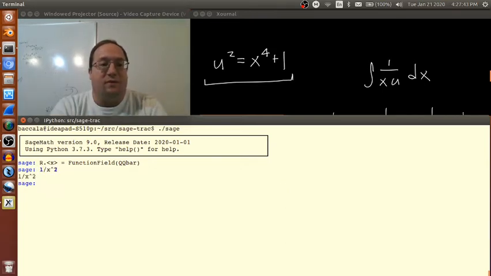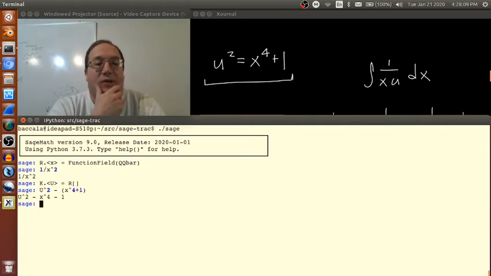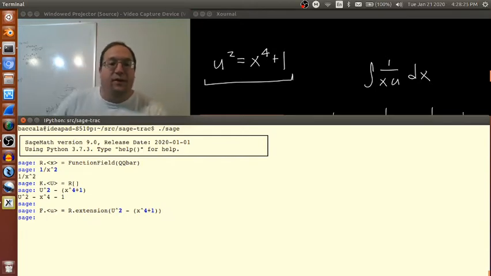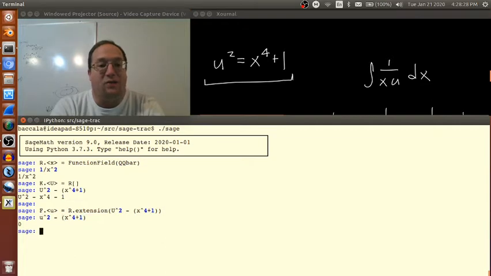Now X is just a function field. It's rational functions of X, and now we want to extend it to get U. I will start with a capital U. I'm going to put U squared minus X to the 4th plus 1, because this is now just a polynomial ring in X and capital U. The reason I use capital U is that next I want to say f of lowercase u is R extension. Basically this is modding out by this polynomial. So now if I were to use lowercase u in the polynomial, I just get 0.